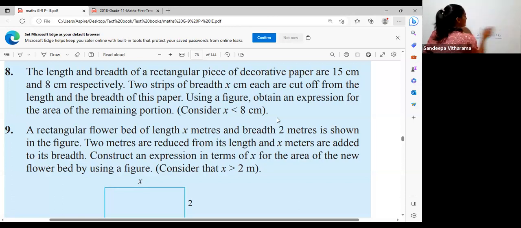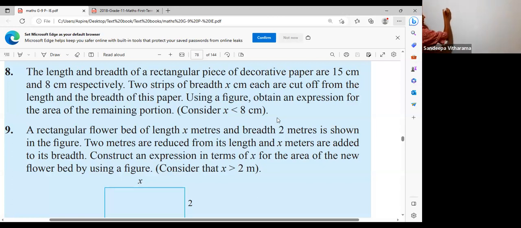What they have mentioned in the question. Please read the question from the beginning. Look carefully at what is said in the question. It is given that the length and breadth of a rectangular piece of decorative paper are 15 centimeters and 8 centimeters respectively. Then it is better to draw a diagram and mention these measurements.